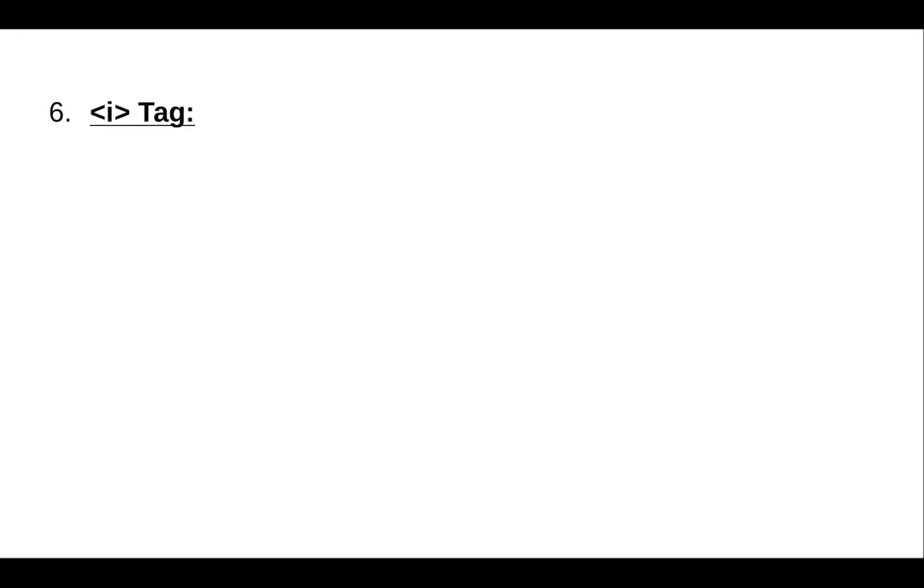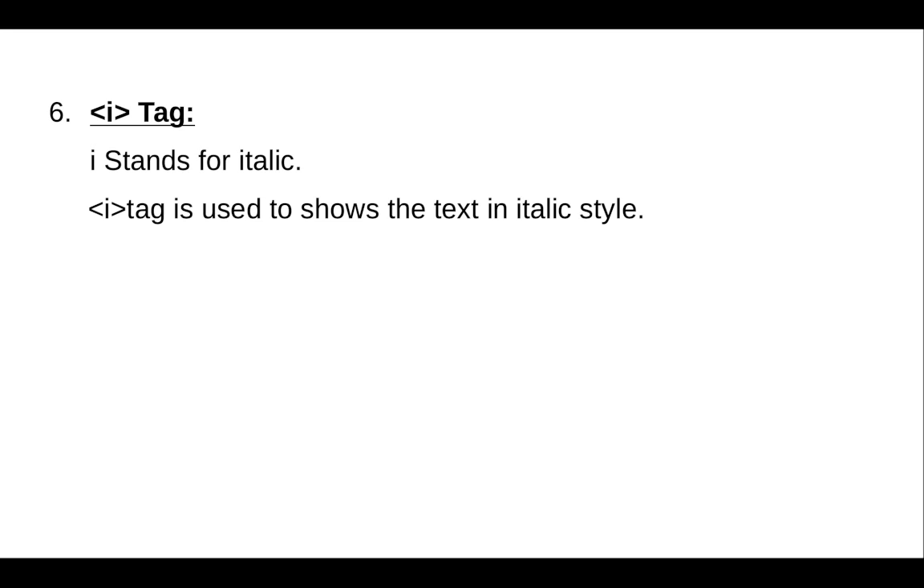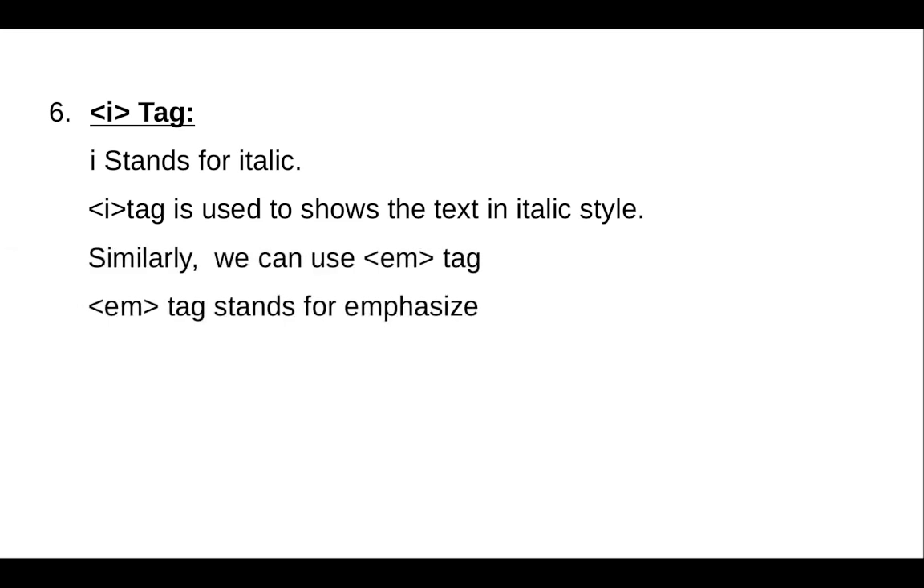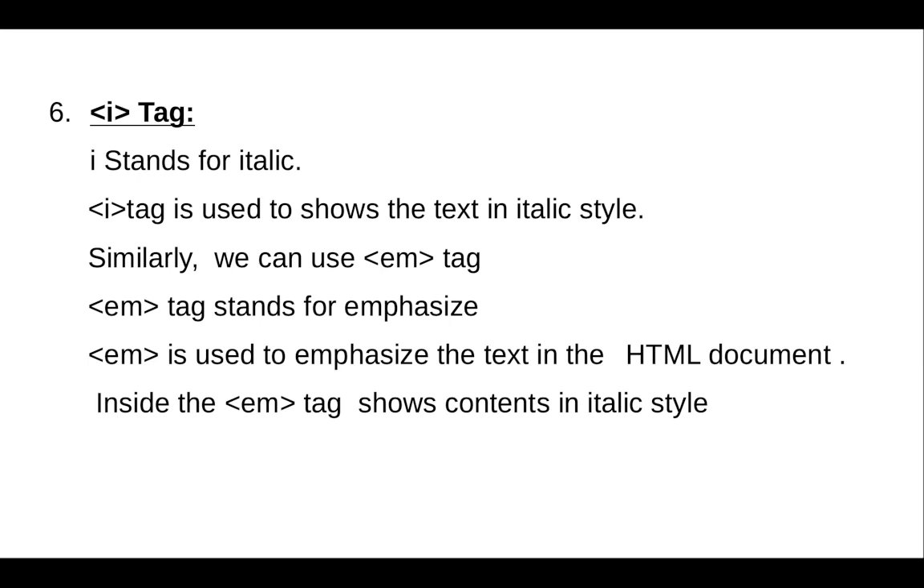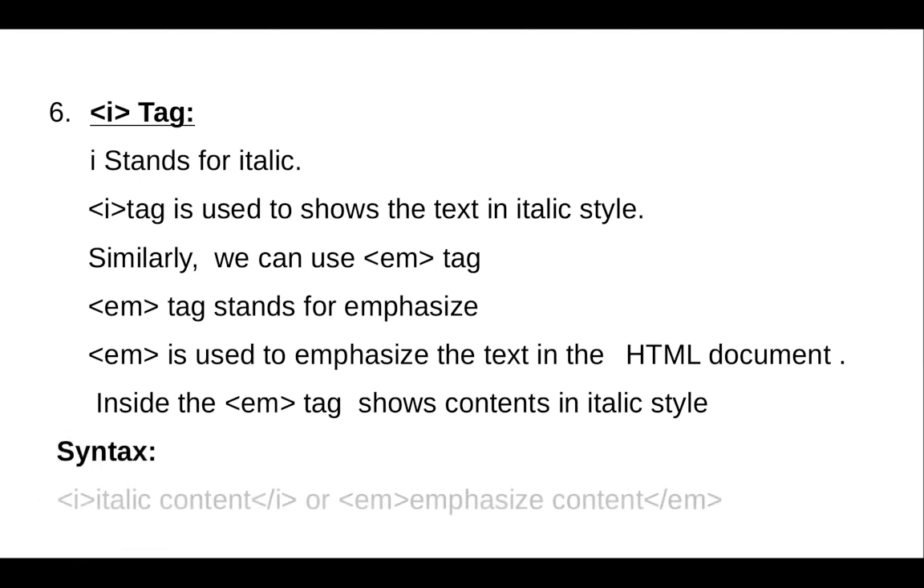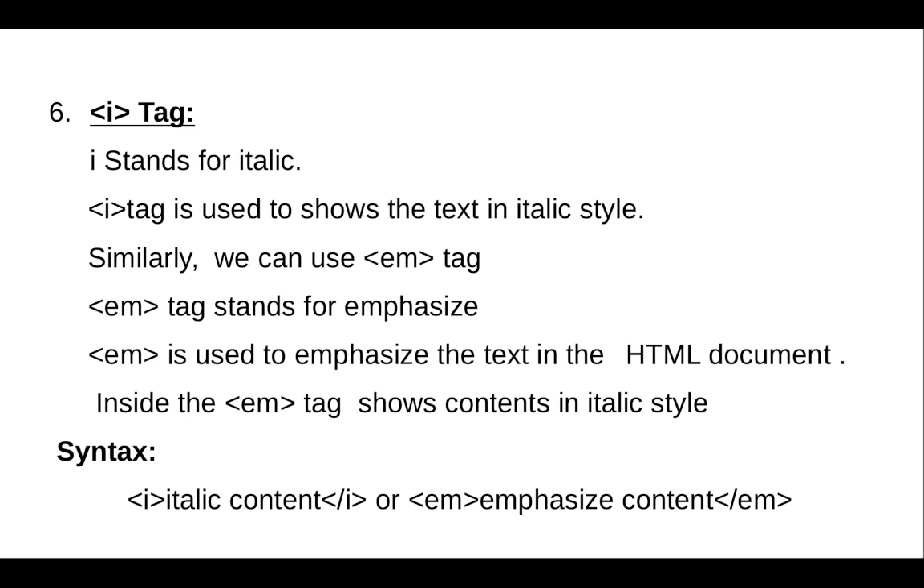And next is I tag. I stands for italic. I tag is used to show the text in italic style. Similarly, we can use EM tag. EM tag stands for emphasize. EM is used to emphasize the text in the HTML document. Inside the EM tag shows content in italic style. Syntax is open the I tag, then some content, close the I tag. Or we can use EM tag. Open the EM tag, then some content, and then close the EM tag.